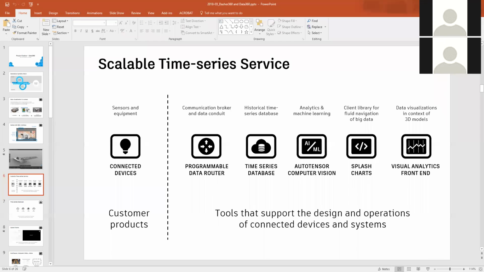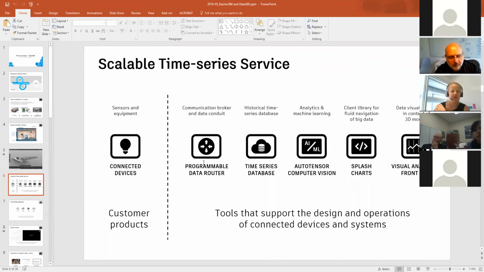That make this work that the research group is involved with is a first layer about connecting the data from the devices to the backend database. So that's what we call the programmable data router. It currently speaks BACnet and Fidget, and I think there's some other support in the works. And that allows us to connect to the devices and bring the data into our database.